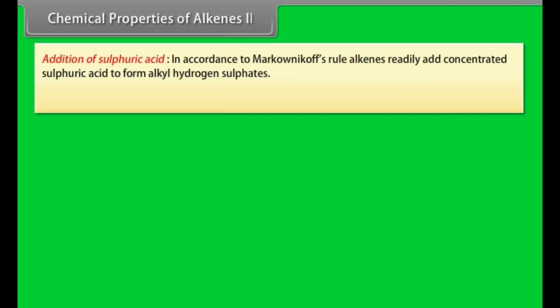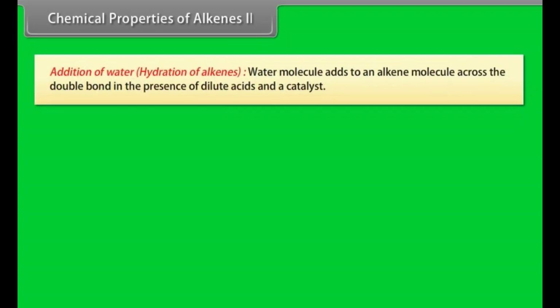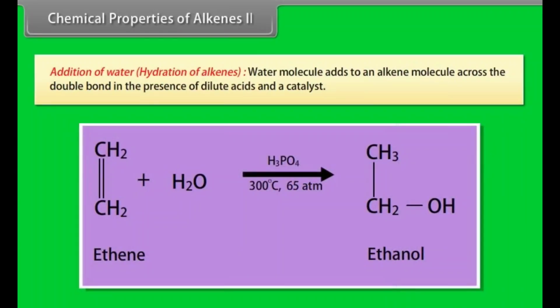Chemical properties of alkenes, Part 2. Addition of sulfuric acid. In accordance with Markovnikov's rule, alkenes readily add concentrated sulfuric acid to form alkyl hydrogen sulfates. For example, ethene reacts with sulfuric acid to give ethyl hydrogen sulfate. Addition of water, hydration of alkenes. Water molecules add to an alkene molecule across the double bond in the presence of dilute acid and a catalyst. For example, ethene gives ethanol when a mixture of ethene and steam is passed over phosphoric acid and silica under a pressure of 65 atmospheres and at 300 degrees centigrade.